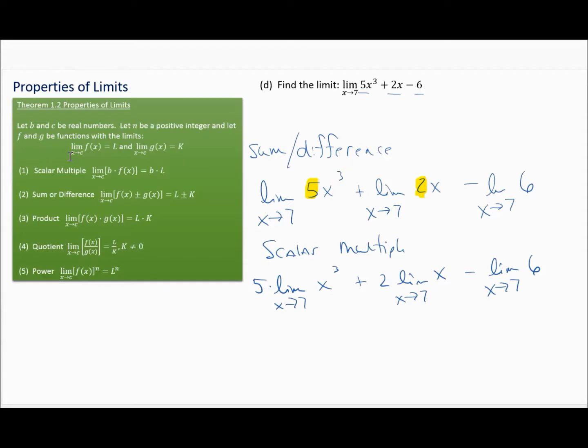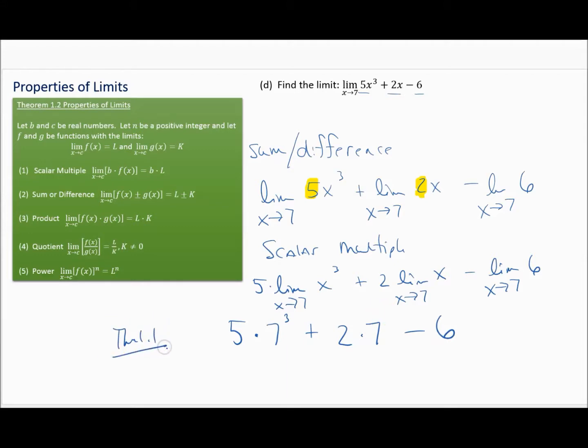There we go. All right, so what I can do is I have 5 times, and I take that 7 and I plug it in. So 5 times 7 to the third plus 2, and I can take that 7 and plug it in. Minus, and I can take that 7, but wait a minute, that's a constant. There's nowhere to plug it in, so the answer to that is just 6. And that came all from theorem 1.1.